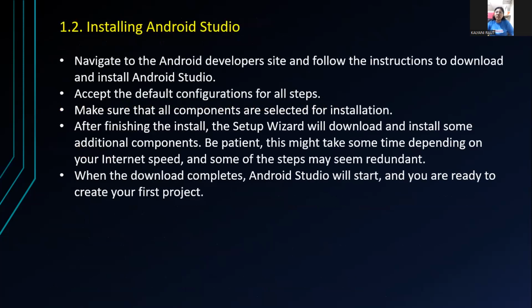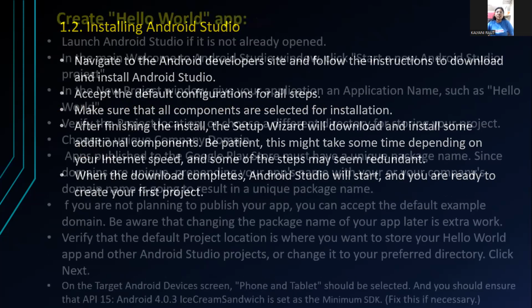Then for installing Android Studio, we need to navigate to the developer's site. Then we need to accept the default configurations for all steps. Then all components are selected for installation. After finishing the install, the setup wizard will download and install some additional components. When the download completes, Android Studio will start and we are ready to create our project.